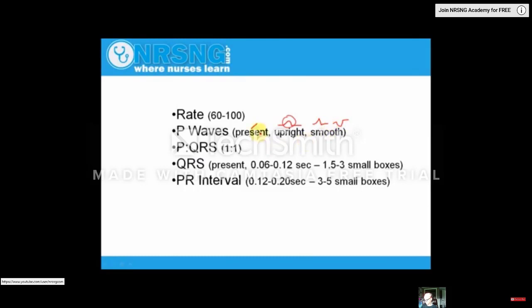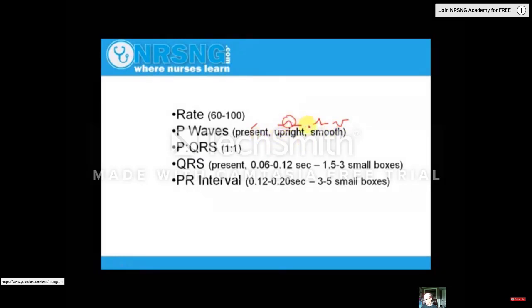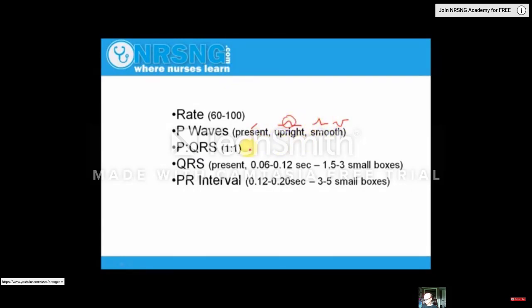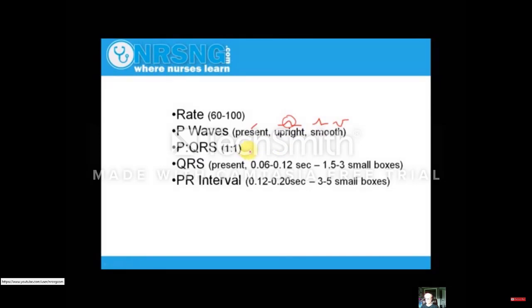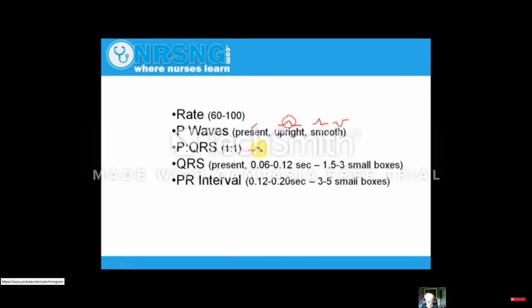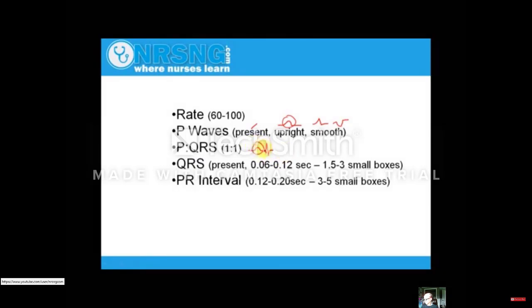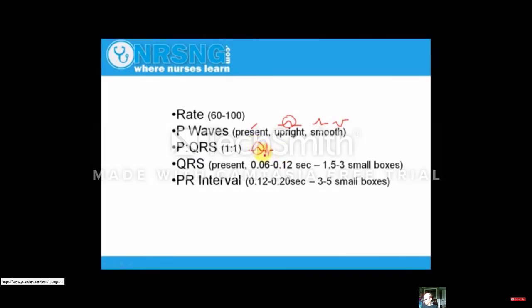Second, we're going to look at our P to QRS ratio. So for every P wave, do we have a QRS? If we don't, so this is our atrial depolarization. If we aren't getting a ventricular depolarization with every atrial depolarization, then we have a problem.